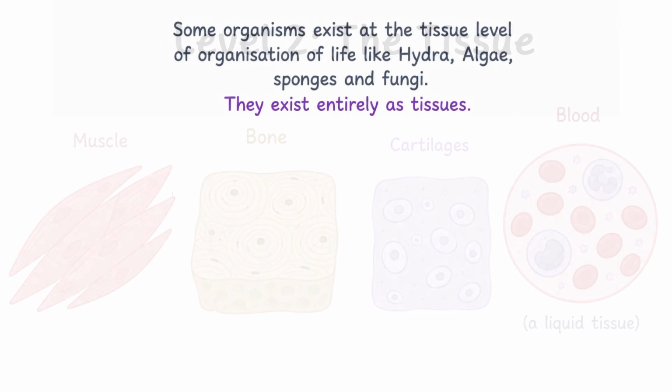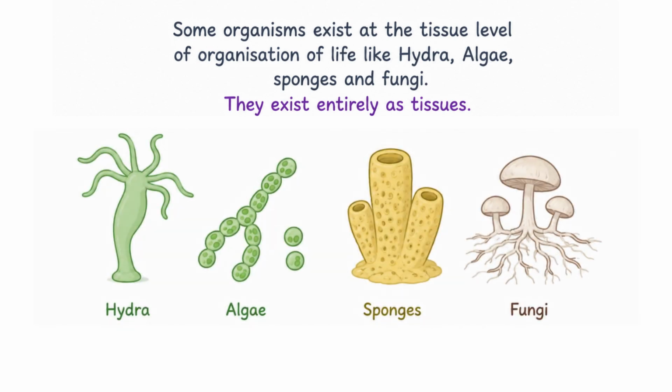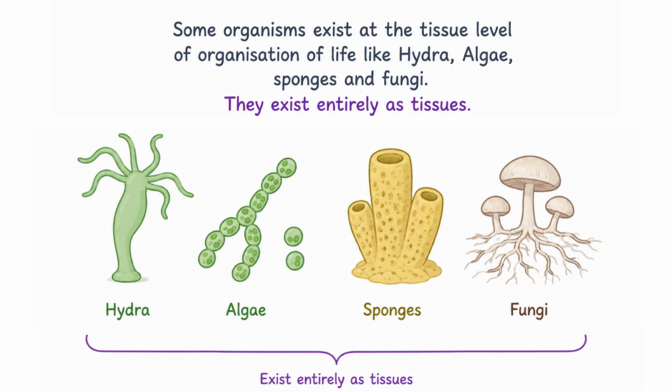Some organisms exist at the tissue level of organization of life, and examples include the hydra, algae, sponges, and fungi. They exist entirely as tissues. So the tissue is responsible for feeding, for breathing, for reproducing, and so on.